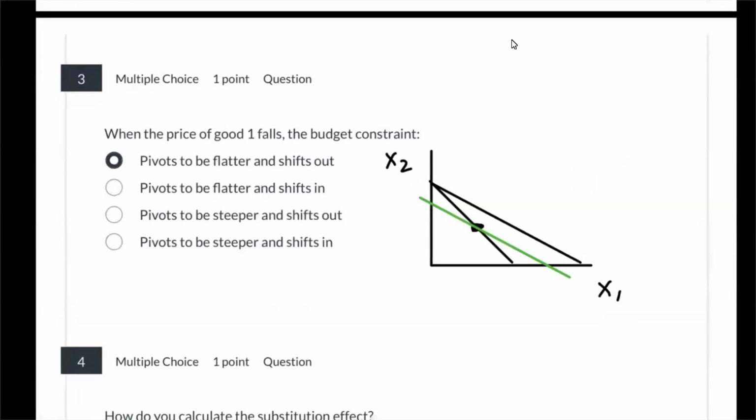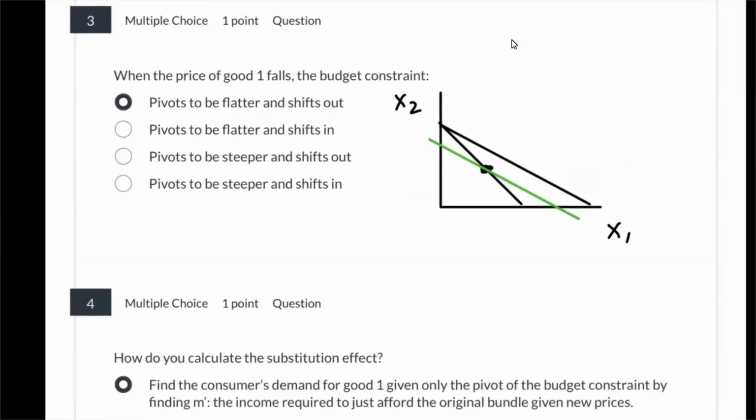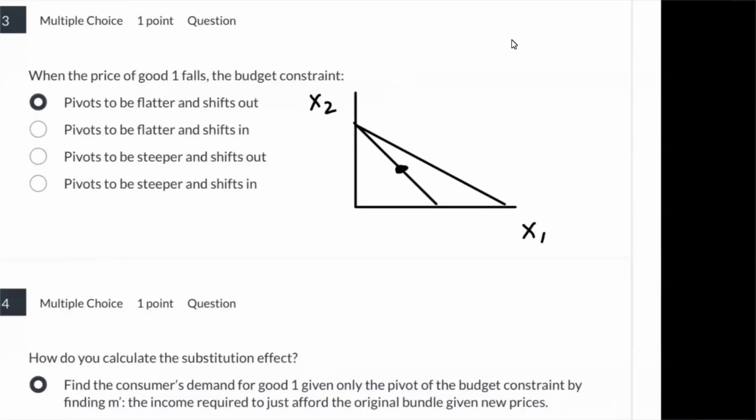And then question 3 here. When the price of good one falls, the budget constraint does what? And here's a picture. This is my original budget line. And then if the price of good one falls, the situation with good 2 stays the same. So my y-intercept doesn't change. And my x-intercept shifts out here. I used to be able to only afford this much if I spent all my money on good one. And now I can afford much more if I spend all my money on good one because the price of good one has fallen.